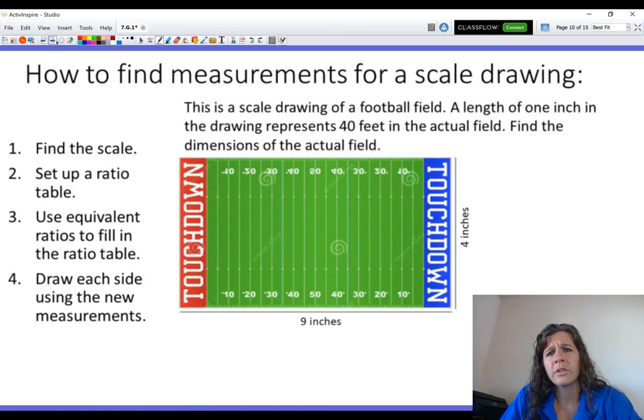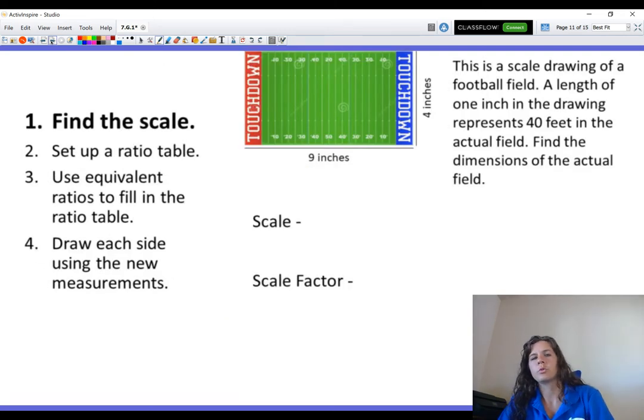Okay, let's work through this example to make sure we understand. Here are the steps that we're going to follow over here to the left. Our example is a scale drawing of a football field. A length of 1 inch in the drawing represents 40 feet in the actual field. Find the dimensions of the actual field. I shrunk it down a little bit so we'd have some room to work.